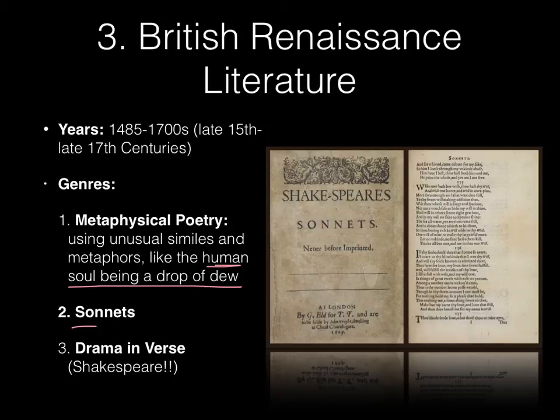Next is sonnets. I think maybe in the past you've probably looked at a couple Shakespearean sonnets. We'll look at some from Shakespeare and some outside of Shakespeare, and then drama in verse. So this is our heavy hitter for Shakespeare. Macbeth was written in verse, Julius Caesar and Romeo and Juliet and Othello. All of these things are written in verse, and so we'll look specifically at how that fits in with the Renaissance period and with Renaissance literature as we make our way through Macbeth.